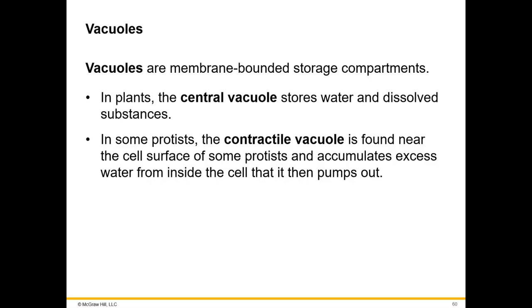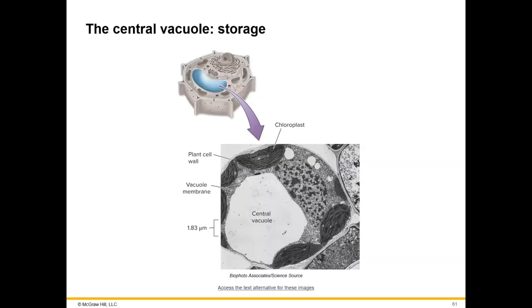When we're talking about vacuoles, there are two main types of vacuoles that we will find in cells. The first we already mentioned, the central vacuole, which stores water and other substances in plants. That's the one that looked like a big swimming pool. But there are also other cells that have a contractile vacuole, like a lot of protists. This vacuole will be found near the cell surface, and it will accumulate excess water from inside the cell and then actually pump it out.